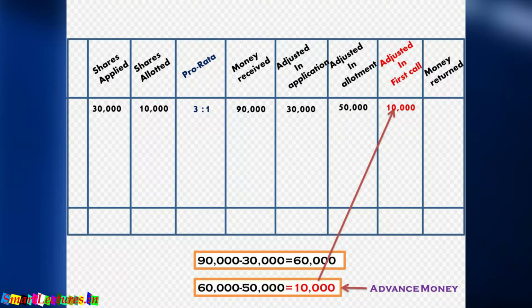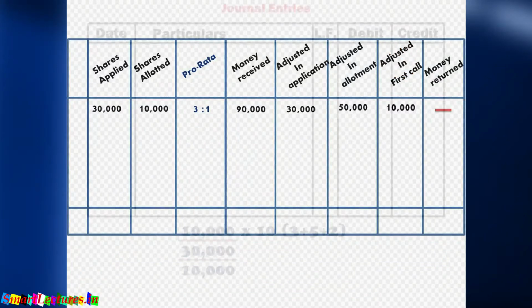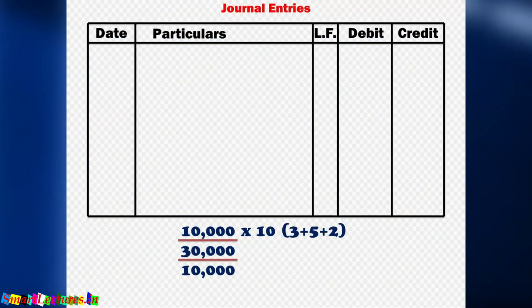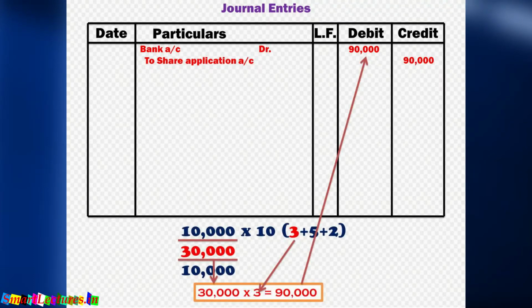In this situation, the pro rata was so heavy that it crossed allotment and it also included first and final call accounts. Let's see how the journal entries will be passed in this question. Bank account debit to share application account 90,000 rupees means 30,000 into 3.